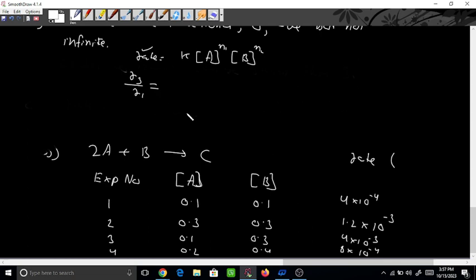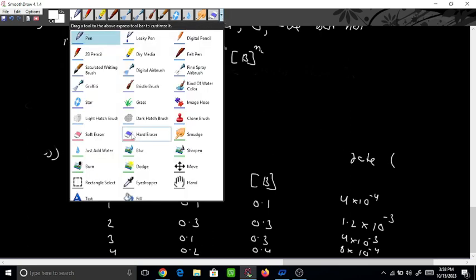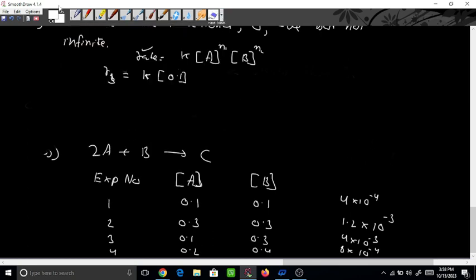K will get cancelled anyhow. First write R3. What is R3? K is the rate constant, not the rate. Rate is R, R3. The last ones over there, 4 into 10 to the power minus 4, those are not rate constants, these are rates. Rate and rate constant are different.